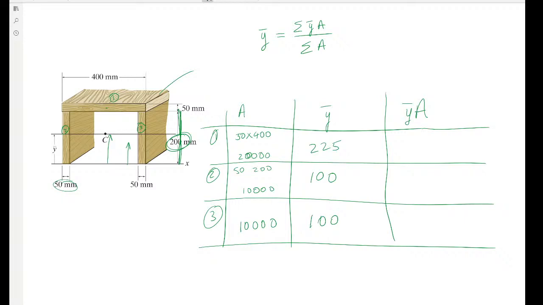So now, let me just break out my calculator, I guess. Okay, let's see. 20,000 times 225. Oh my gosh. Okay, got a million here. I better keep track of my zeros, or else I'm going to mess up.